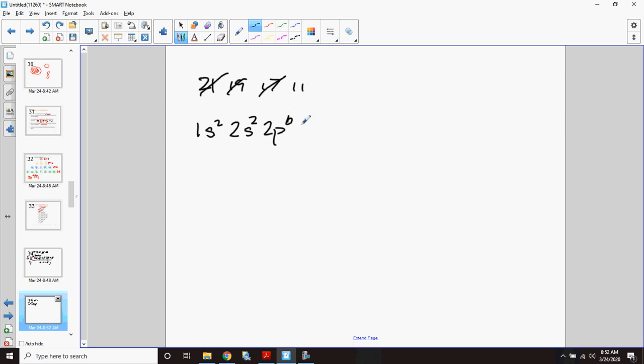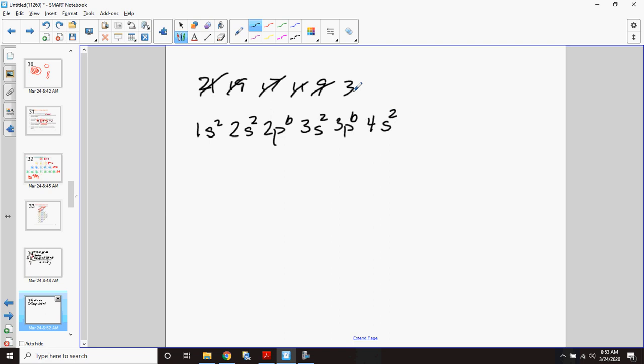After the 2p is the 3s, and I have to fill it. So now I have 9 electrons left. After the 3s is the 3p. I've got more than 6 left, so I have to fill it. Now I have 3 electrons left. The next orbital available is the 4s, and I have to fill it.